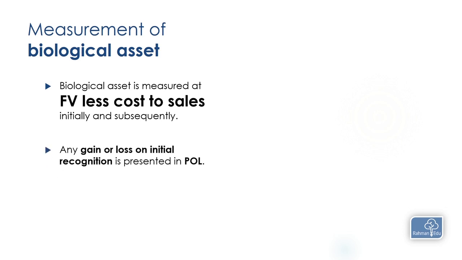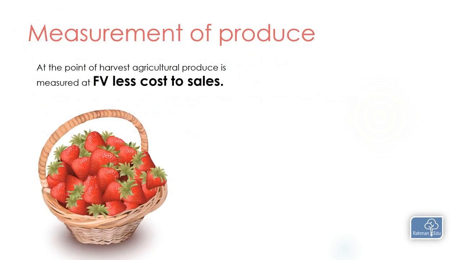And any gain or loss on initial recognition is presented in profit or loss. Similarly, any gain or loss from changes in fair value less cost to sell subsequently will be presented in profit or loss. So we have talked about agricultural produce a lot. Now let's check how to measure agricultural produce. Well, at the point of harvest, agricultural produce is measured at fair value less cost to sell. And any gain or loss on initial recognition is presented in profit or loss, like a biological asset. Remember, fair value less cost to sell.